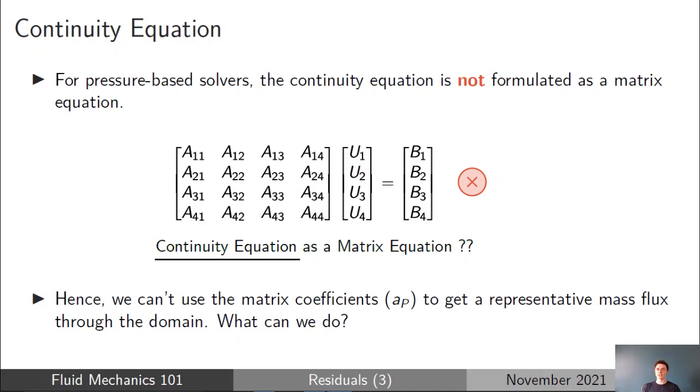Now, unfortunately, we can't actually do this for the mass imbalance, and the reason for that is that we don't actually formulate and solve the continuity equation as a matrix equation, particularly if we're using a pressure-based staggered solver that uses the SIMPLE algorithm, for example. We don't assemble and solve the continuity equation as a matrix equation in general. And so because we don't have a matrix equation, we can't take that diagonal coefficient and use that to get a representative mass flux. So what can we do?